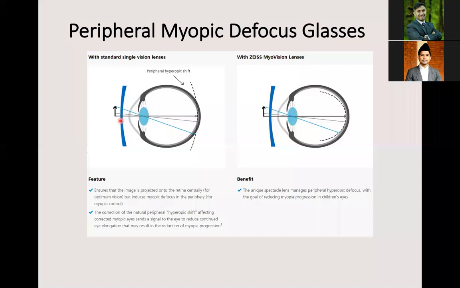But some of the companies are producing a special type of lenses, MyoVision glasses. I got this image from the internet, and what I found is that they produce such type of lenses which have central clear vision, central focused vision, as well as peripheral myopic defocus. We can see here peripheral hyperopic defocus, but in this picture we see peripheral myopic defocus, and this peripheral myopic defocus is responsible for the control of myopia progression, which does not allow myopia to progress in an uncontrolled manner.